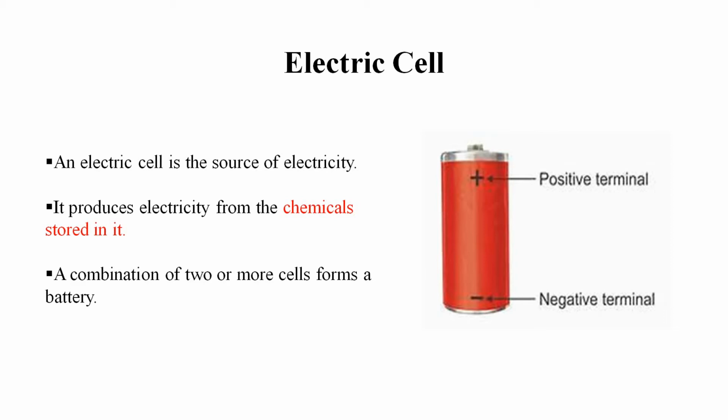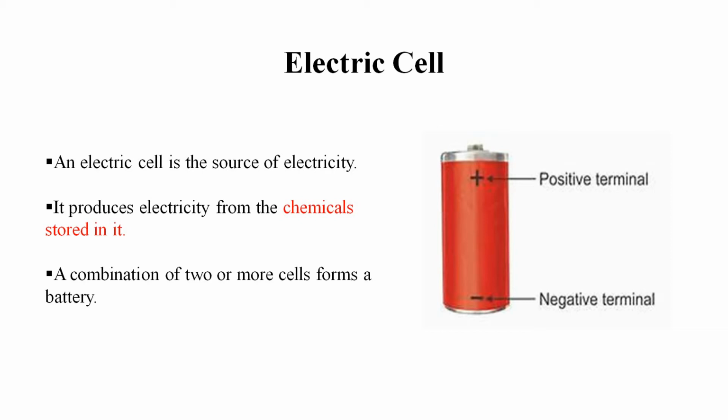Students, electric cells are also used in transistors, radios, cameras, remotes, and many other devices. These can be dry or wet. Students, a combination of two or more cells forms a battery. The car battery is made up of wet cells, while the cells used in a torch are dry cells.